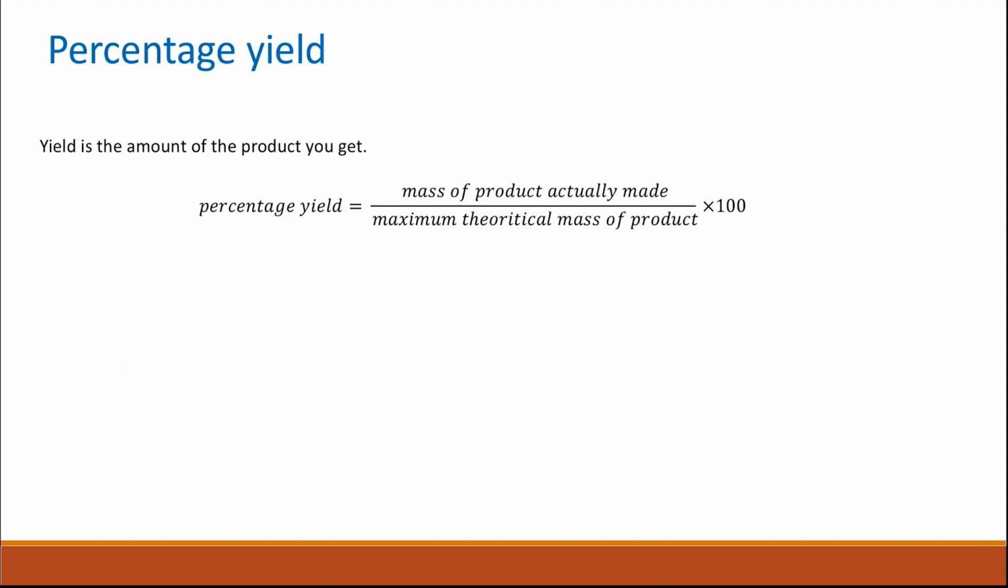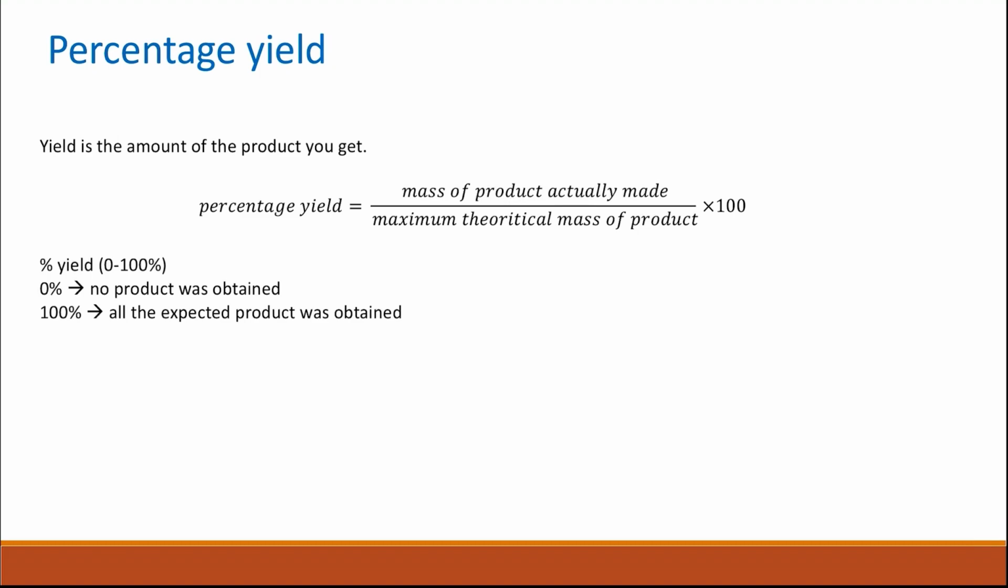So to calculate the percentage yield, we find the mass of the product that was actually made or produced and divide that by the maximum theoretical mass of the products and multiply this by 100 to get the percentage yield. The percentage yield can be anything between 0 and 100%. Zero yield means no reaction at all, no product at all was produced, so your yield is basically 0%. And 100% means that all the expected product was obtained.